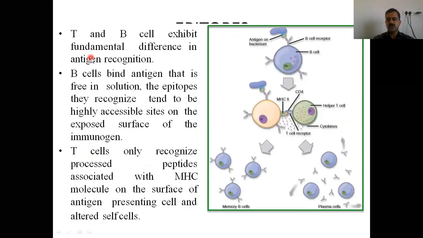T cells and B cells exhibit fundamental differences in antigen recognition. See here how they recognize the specificity of a particular antigen. You can see this B cell. This is the antigen of a bacterium. Here the B cell receptor is present, and once the antigen is recognized by the B cell, the B cell will activate the immunological response, and plasma cells and memory cells are generated. So recognition of a particular antigen is very different for T cells and for B cells.